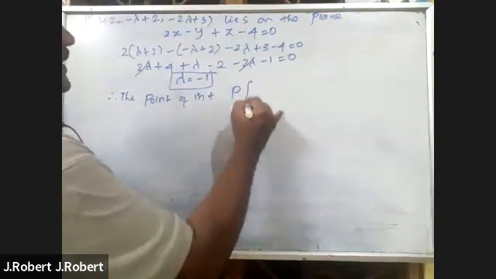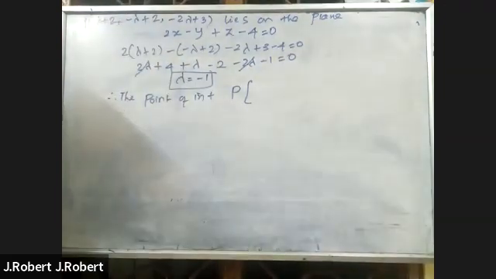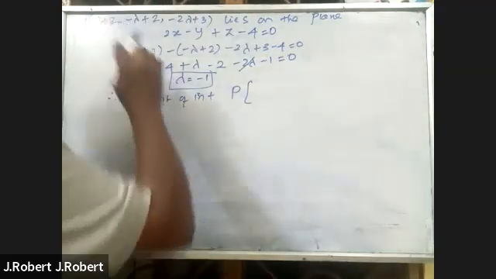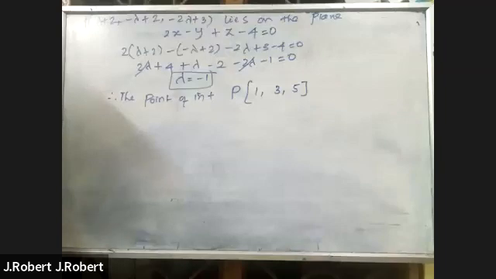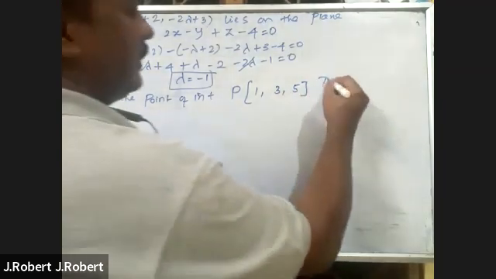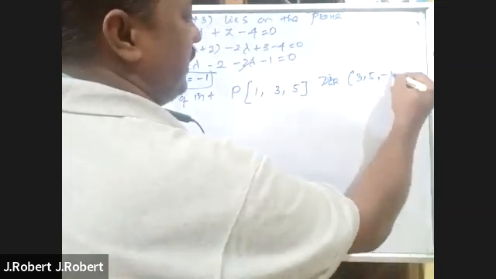that is called P. Substitute lambda equals minus 1 and we will get 1, 3, 5. Now we have come to the last step. The point is known. Your point is 1, 3, 5. And you have found the direction ratios 3, 5, minus 1.